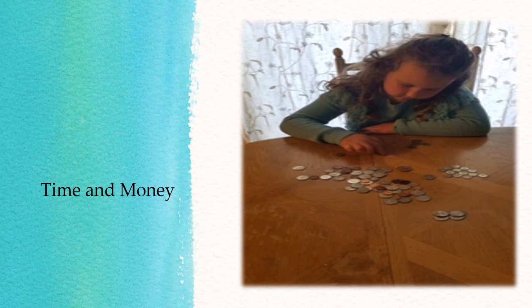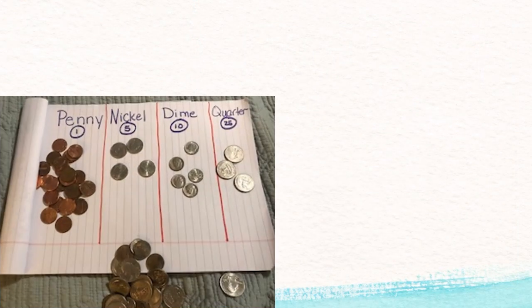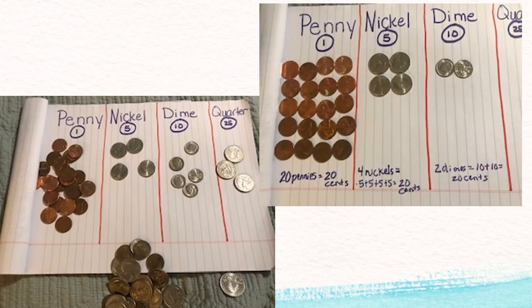Now we're moving on to time and money. Here a student is sorting those coins and then she's using them to count by tens using her dimes. This student has taken their money and they have sorted them according to the penny, the nickel, the dime, and the quarter, and learning the value of those coins and what they look like. The same thing with those coins, except now they are noticing that 20 pennies are the same as 4 nickels and 2 dimes.